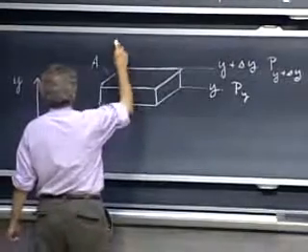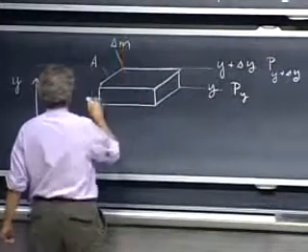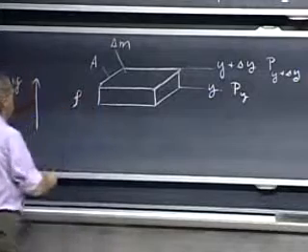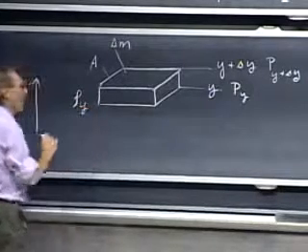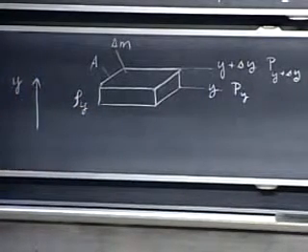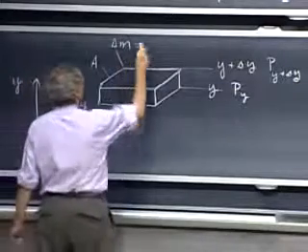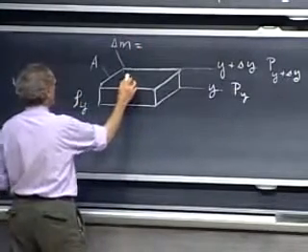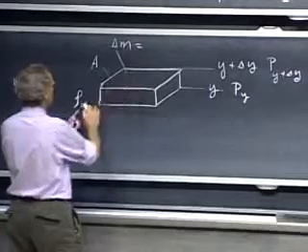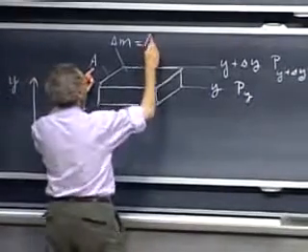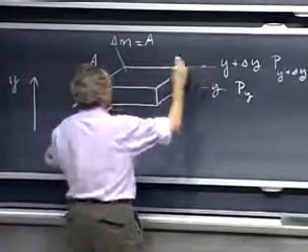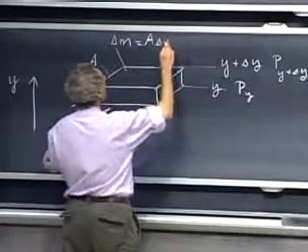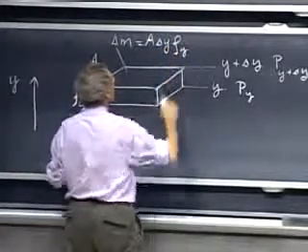And this object has a mass delta m. And the liquid has a density rho, which could be a function of y. We will leave that open for now. And so this mass, the mass that I have here, is the volume times the density. And the volume is A, the area, times delta y. And then times the density, which may be a function of y.